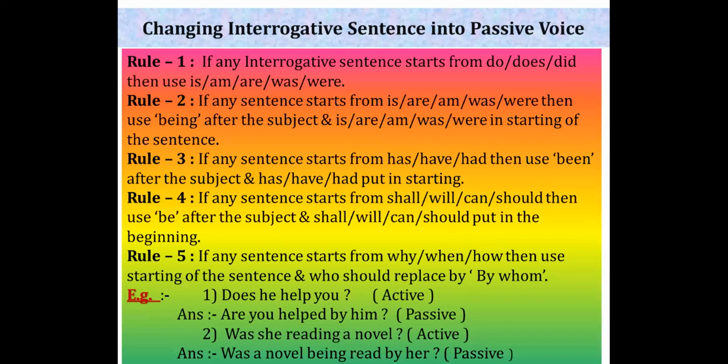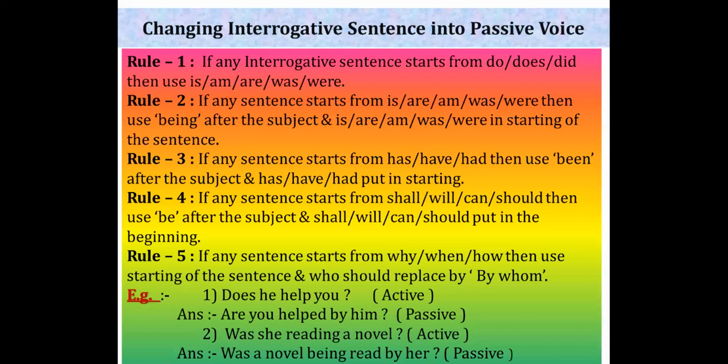If any sentence starts from have, has, had, then use been after the subject and put have, has, had in the starting. Fourth rule, if any sentence starts from shall, will, can, should, then use be after the subject and shall, will, can, should put in the beginning. If any sentence starts from why, when, how, then use by whom at the starting of the sentence, and who should be replaced by whom.